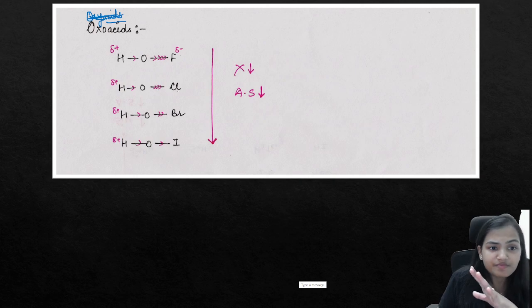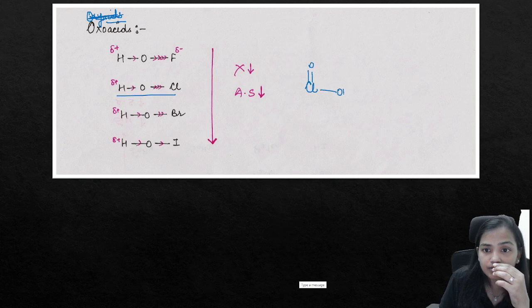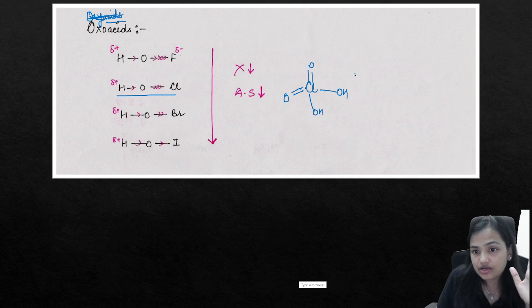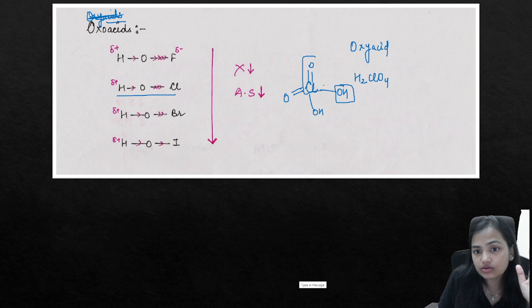Here we have this. So I could have HOCl. I could have Cl double bond OH and H2ClO4. I could have this kind of structure. This is H2ClO4. Okay, so this is an oxoacid, and we can say that this is an oxyacid, because here we have the acidic group and we have the oxo group as well.